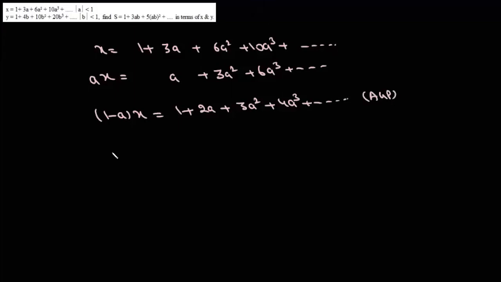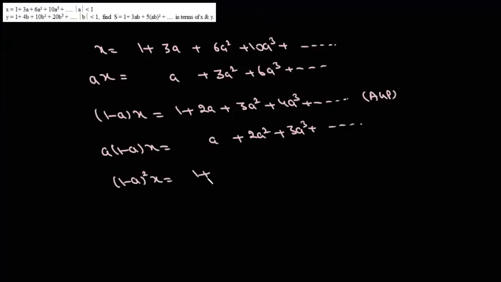Now we'll write the series again, multiplying it with A and displacing by one term. So we'll get A into 1 minus AX, and here will be this A, and this is 2A square plus 3A cube up to infinite. Now we subtract second from first, we'll get 1 minus A square into X, and here will be 1 plus A square plus A cube up to infinite, which is an infinite GP, which is A upon 1 minus R.